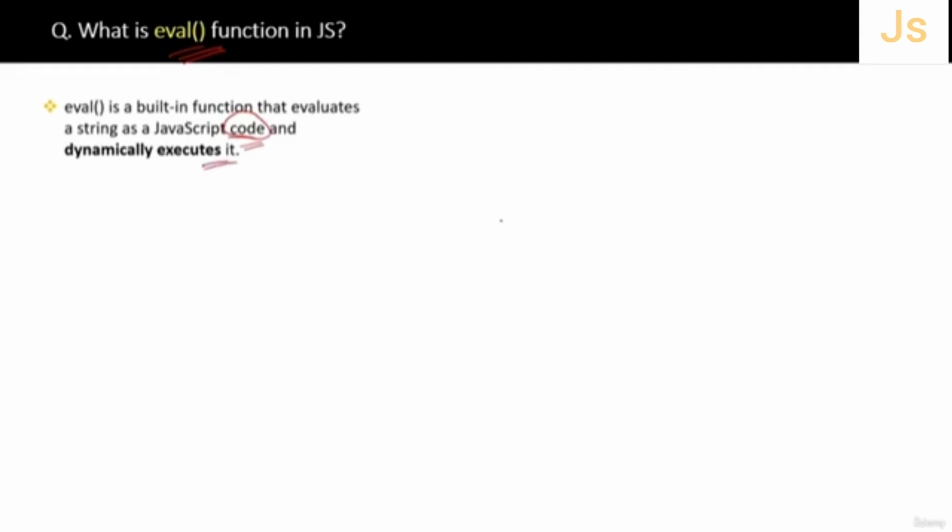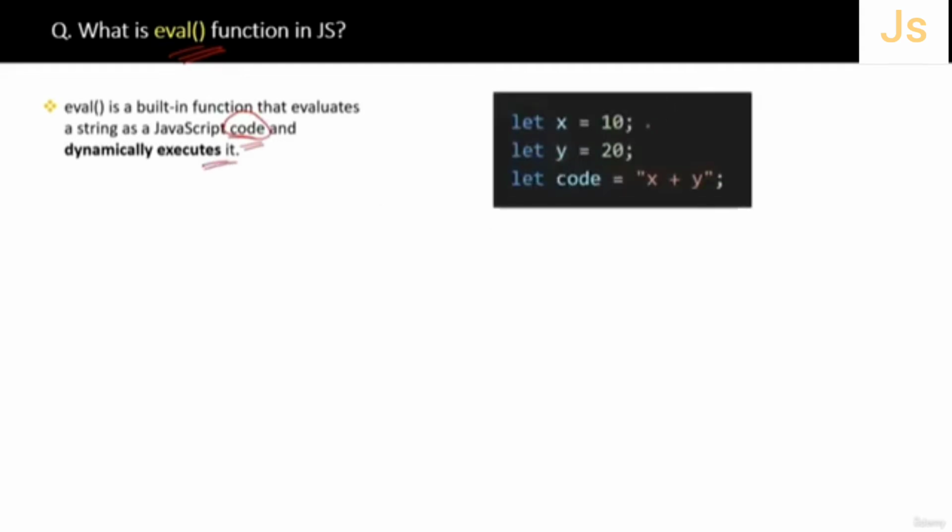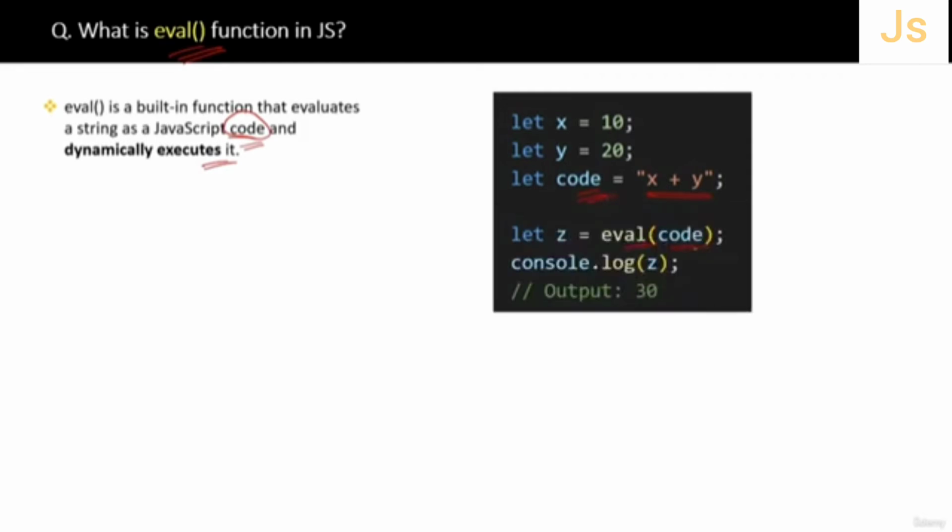What does it mean? For example, suppose you have this code. Now you can see x plus y is a string. But if you pass this code variable as a parameter inside the eval function like this, then the eval function will consider this as real code and it will try to evaluate it dynamically. And here you can see the output, which is the addition of x and y. That means the eval function is evaluating the JavaScript string dynamically at runtime. That is the short story about eval.